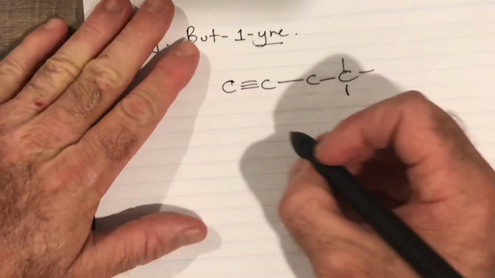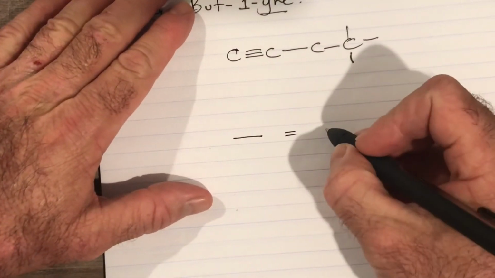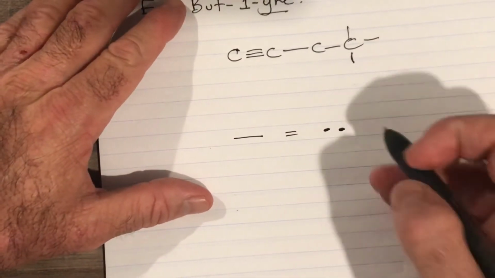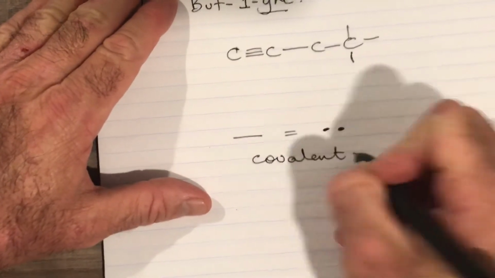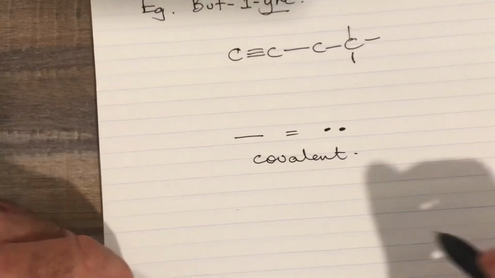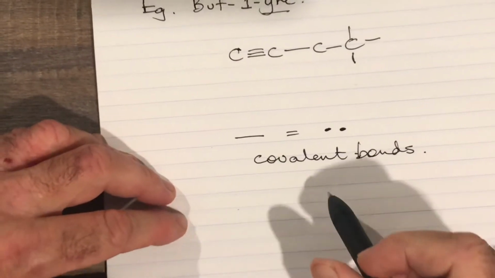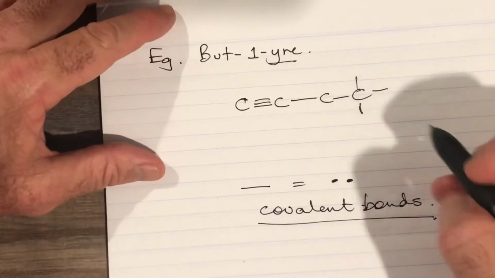Remember what a stick is. A stick equals 2 electrons, a covalent bond. Remember, hydrocarbon chemistry, organic chemistry is all about carbon bonds. Intramolecular bonding. Covalent bonds, not ionic.